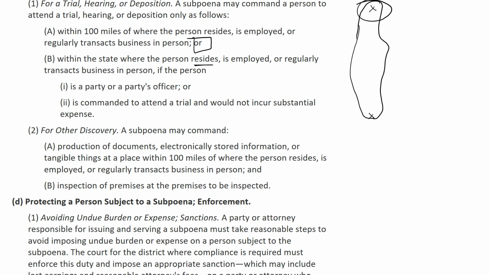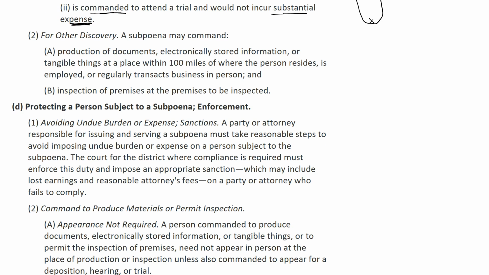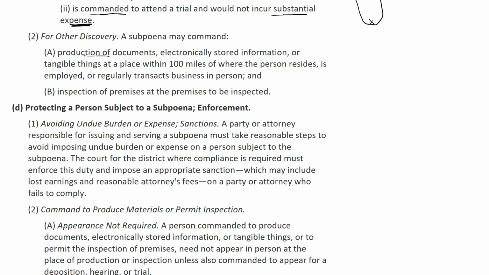But that's only if I'm a certain kind of person. Okay. I'm a party, or I'm a party's officer, okay, or commanded to attend a trial, and I would not incur substantial expense. Okay. All right. Regarding production of documents or ESI, that can be within 100 miles of where they reside, are employed, or regularly transact business, and so on and so forth.